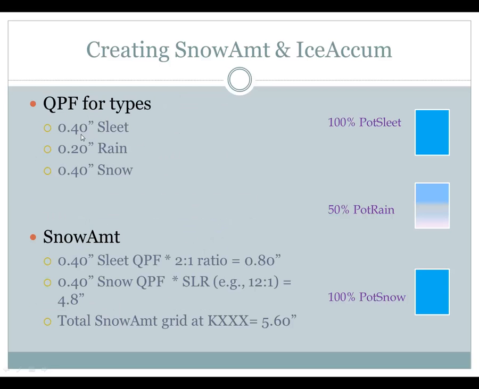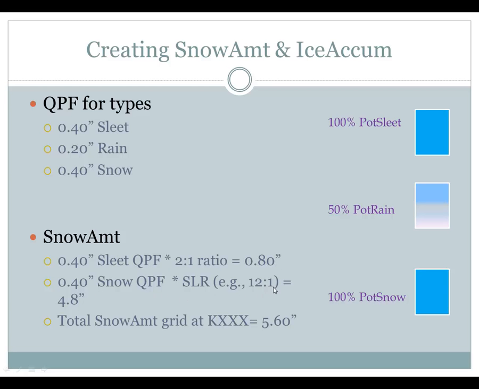So then we just take those liquid QPFs that are linearly created from those ratios, and we multiply them out to get our snow amount grid. For example, here we have 0.40 liquid equivalent of sleet for QPF, and then we multiply it by our 2-to-1 ratio, and we get about 0.8 of sleet.